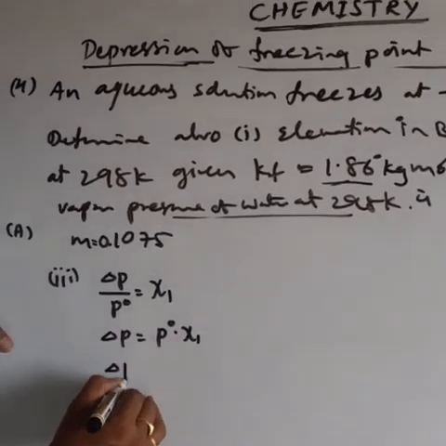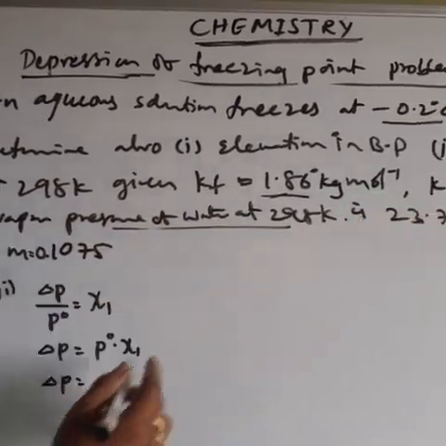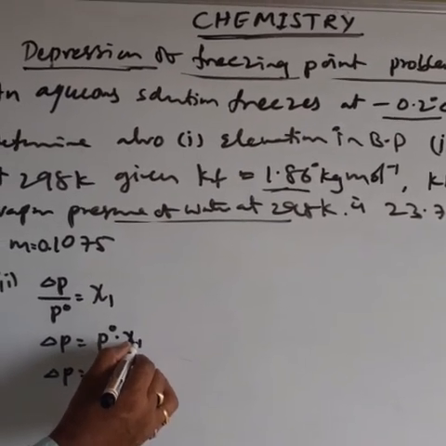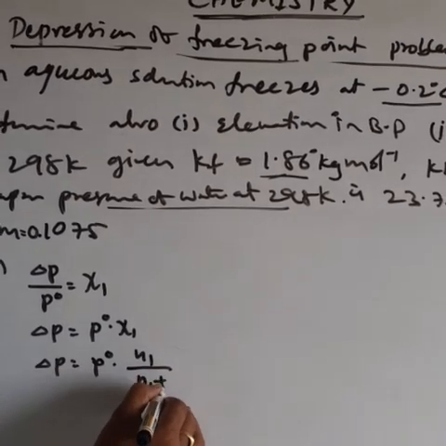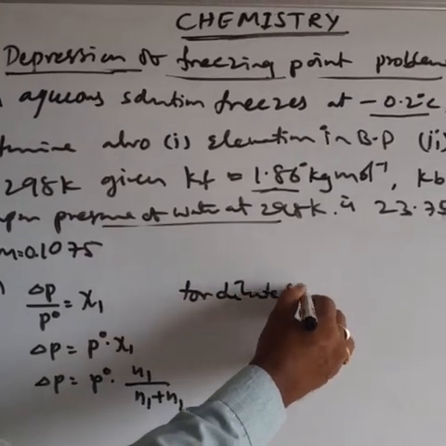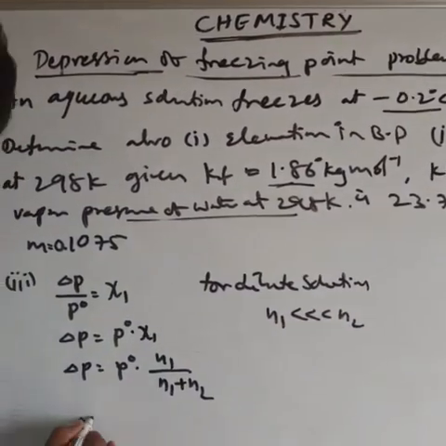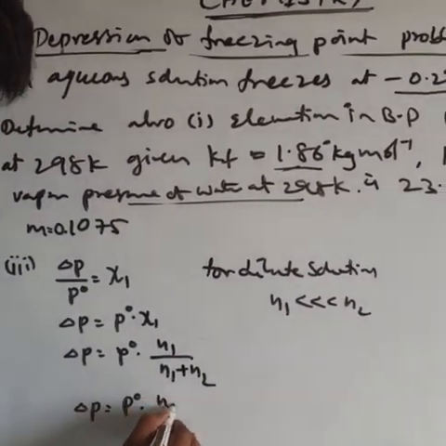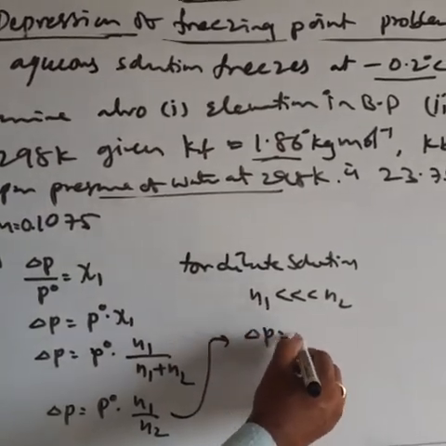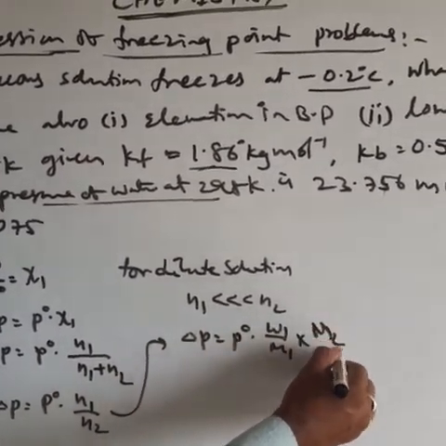So delta P is equal to P naught, and we know the P naught value. What is the P naught value? The vapor pressure of pure solvent water is 23.756. Mole fraction of solute means number of moles of solute divided by number of moles of solute plus solvent. For a dilute solution, N1 is much lower than N2. Therefore, delta P is equal to P naught into N1 by N2. From this, delta P is equal to P naught into W1 by M1 into M2 divided by W2.